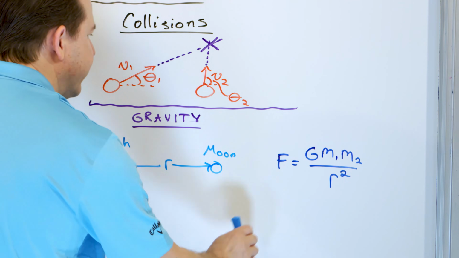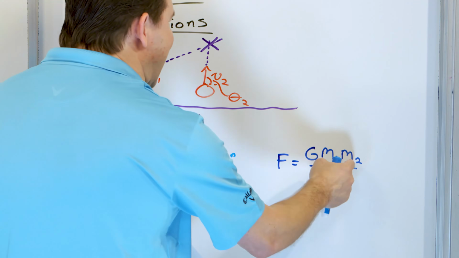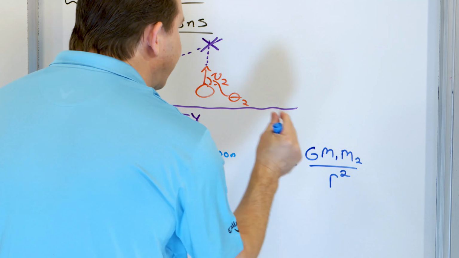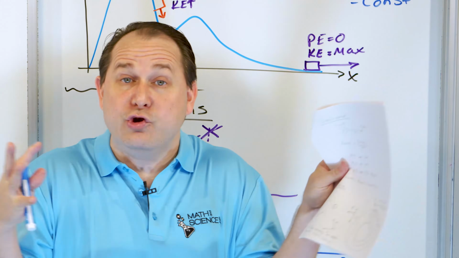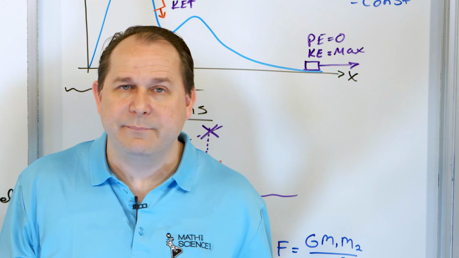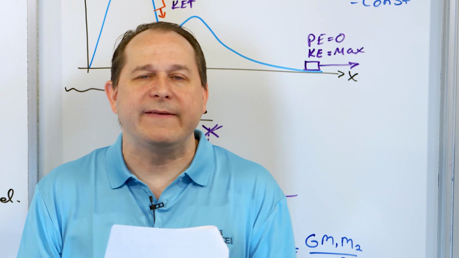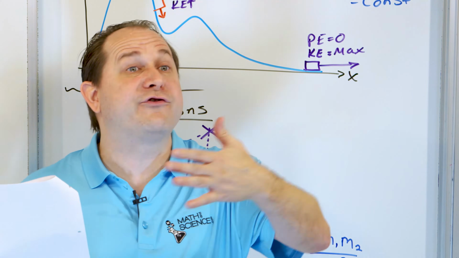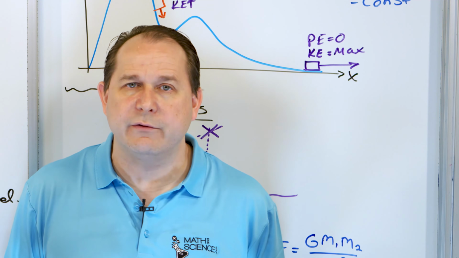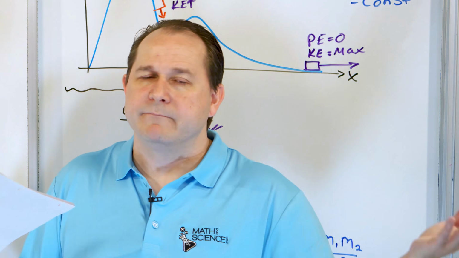So if you know the mass of the Earth, and you know the mass of the Moon, and you know how far apart they are, then you can calculate how many newtons of force are acting, or basically pulling those things together. And it turns out that everything in the universe is attracting every other piece of matter in the universe. The farther away you are, the less the force is.